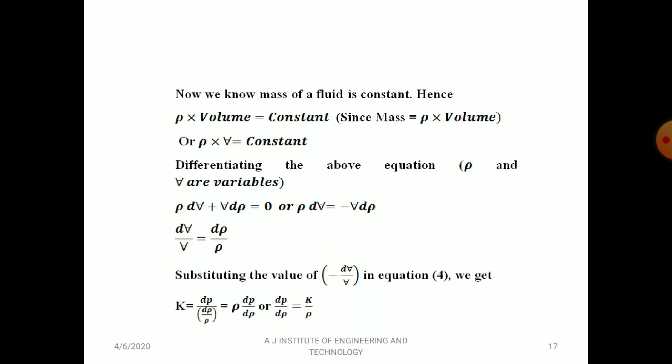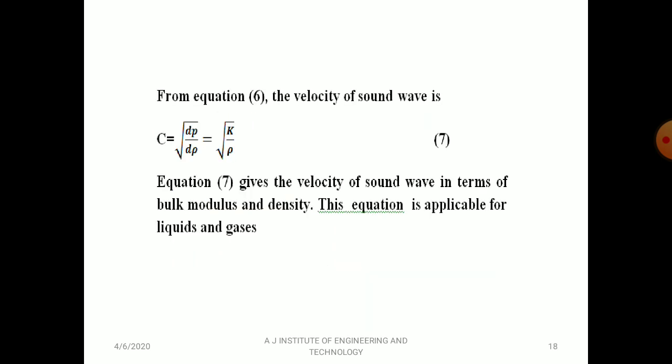Now you can substitute back this dp by d rho equal to k by rho in equation 6, that is c equal to square root of dp by d rho. So in place of dp by d rho, you can substitute k by rho. So the equation becomes c equal to square root of k by rho. Equation 7 gives the velocity of sound wave in terms of bulk modulus and density. K is the bulk modulus and rho is the density. This equation is applicable for liquids as well as gases.